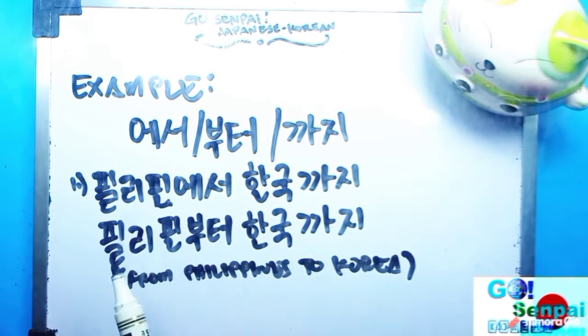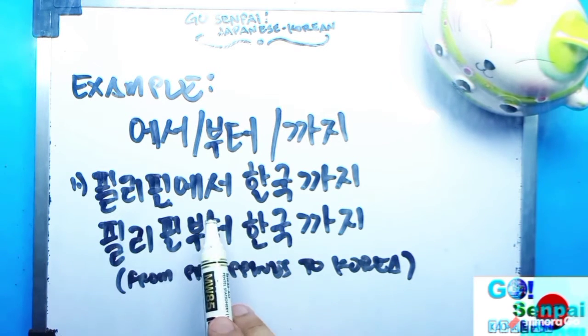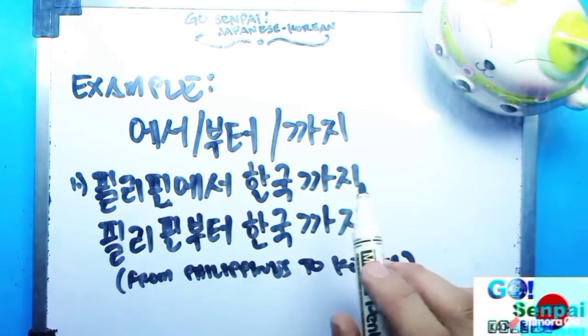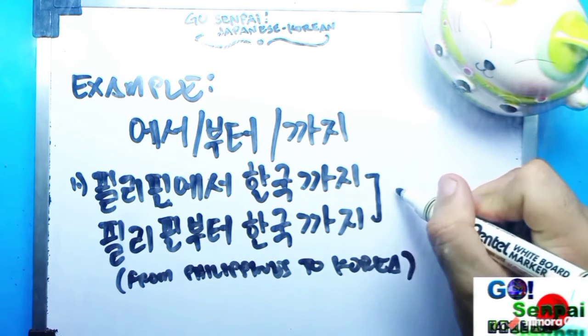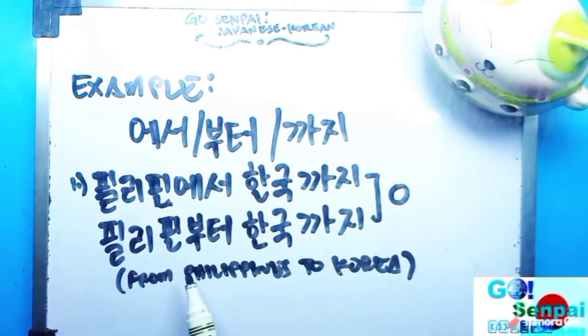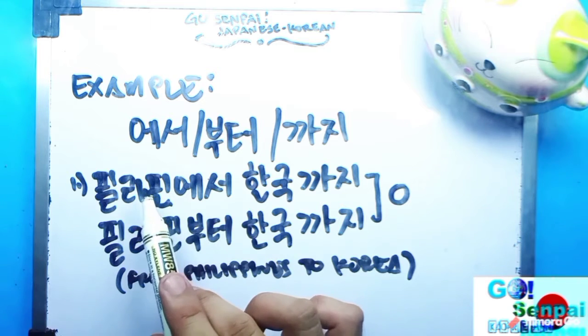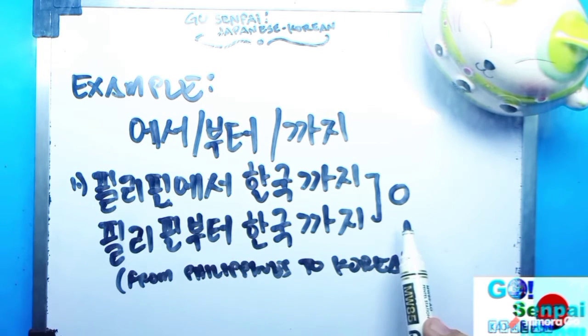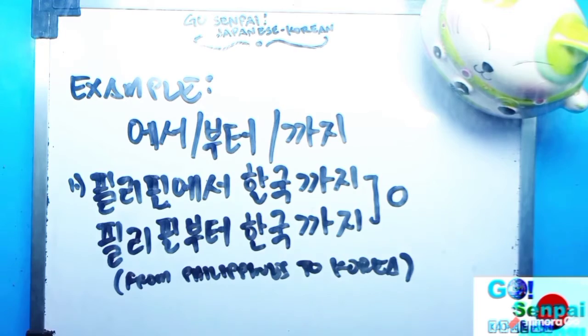Okay, so example number 1, we have Korean A에서 한국까지, and then Philippine-부터 한국까지. So from Philippines to Korea, so these examples are both correct. Okay, so we can use eso in buto to mean to in English when referring to location. So kaji is not an issue here because we use kaji to mean to or from when referring to location. So this example is correct. Another example.